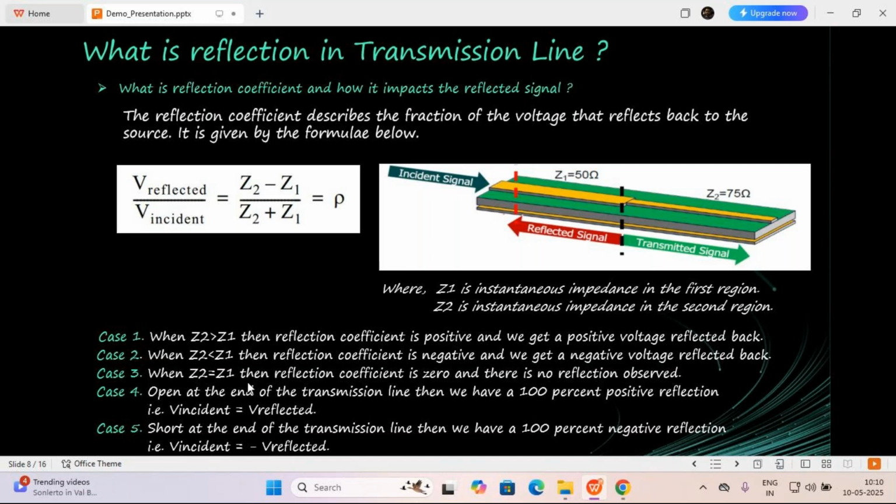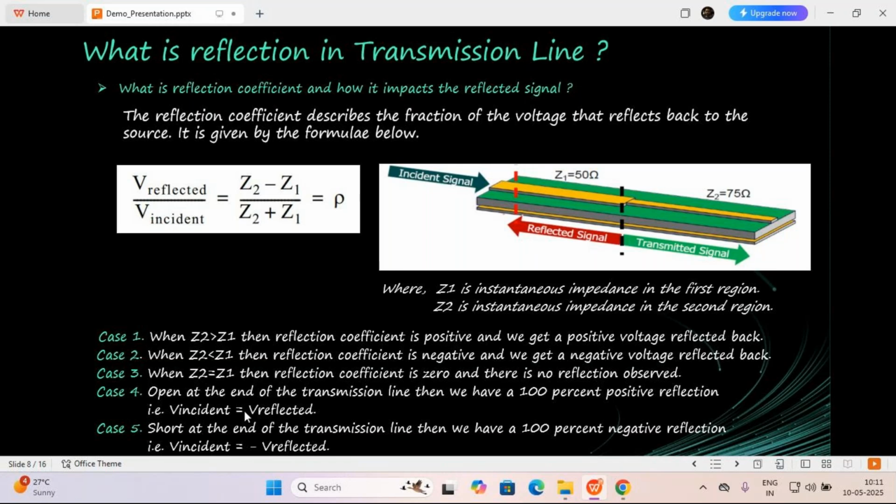Case four is when the end of the transmission line is left open. Open means there is no connection. Okay. Or a very, very high impedance termination is used, for example 1 mega ohm or so on. In that case, 100% of the signal will get reflected back. So if you are transmitting a 3.3 volt signal, you will be seeing around 6.6 volt signal at the driver, because 100% of the voltage is getting reflected back.